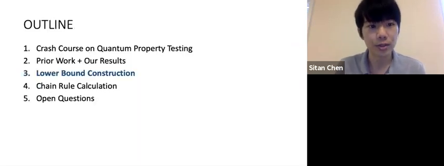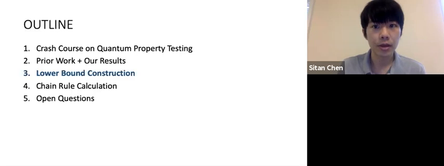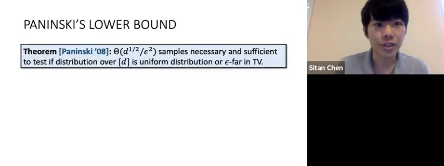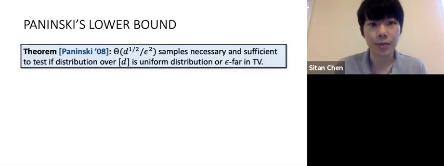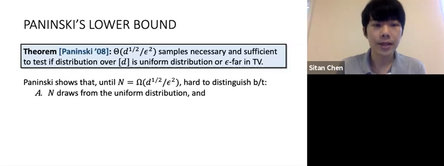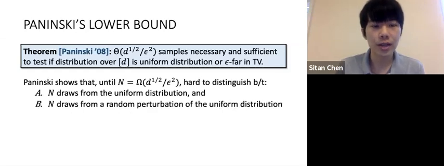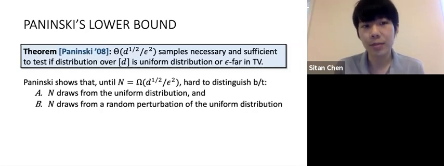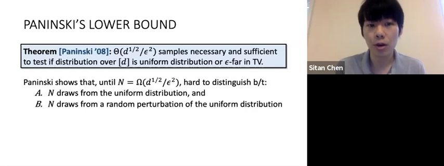Okay, so in the remaining time, let me describe the lower bound construction before going into an overview of the techniques. So the starting point for the lower bound construction is just Paninski's classical lower bound for uniformity testing. So recall that he showed that you need at least root D over epsilon squared samples to test whether your samples come from a uniform distribution or are epsilon-far from it. And roughly speaking, he shows an impossibility result for the following hypothesis testing question. Given capital N draws, tell me whether the distribution is uniform or a random perturbation of the uniform distribution.